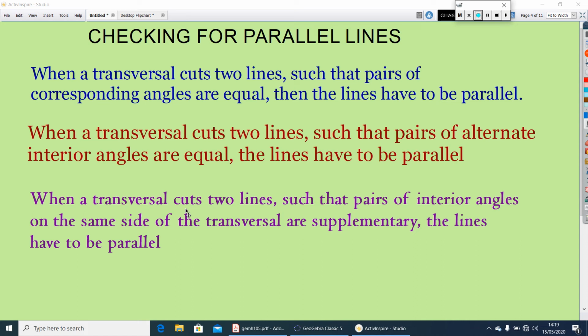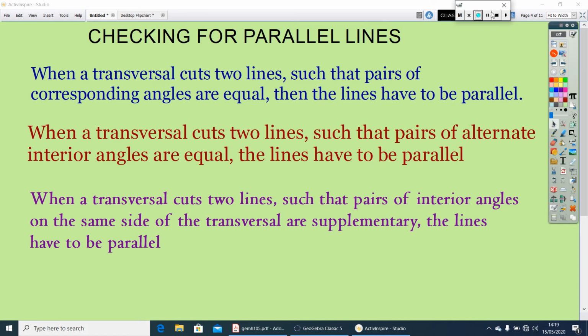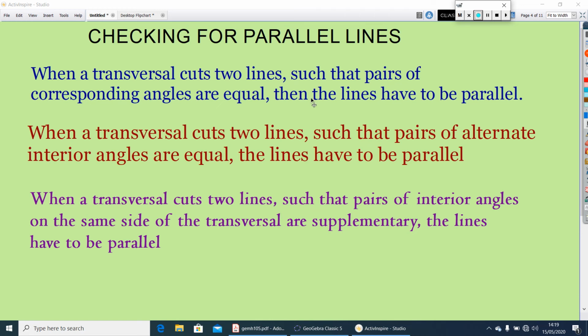Then if they are, if the corresponding angles are equal, you can say lines are parallel. If the alternate interior angles are equal, then also lines are parallel. Or if interior angles on the same side of the transversal are supplementary, then also the lines have to be parallel.